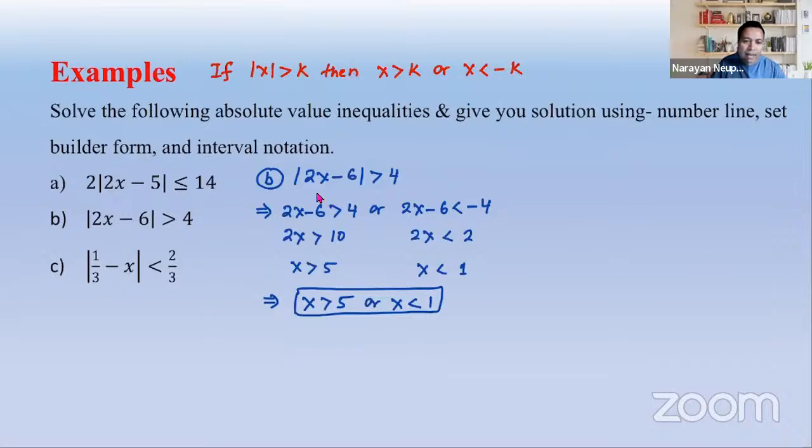The value of x that satisfies this will be x more than 5. When I say x more than 5, the numbers like 6, 7, 8, 9, 10, and so on. And here x less than 1, meaning 0, negative 1, negative 2, and so on. So if you want to represent this in number line, let's see what we get.